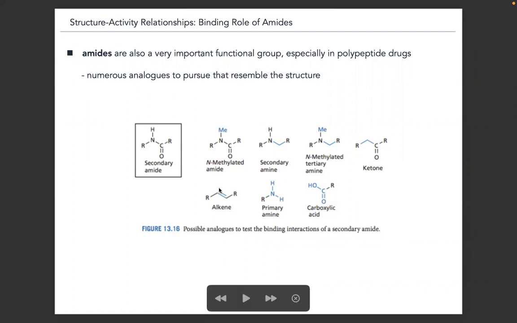But then you continue to do that and you start to replace the amide with things that are approximately the same size, but also test how important each of those interactions is. So you can move on to things like an alkene, the primary amine, and the carboxylic acid. That starts to be really fun as you get going.